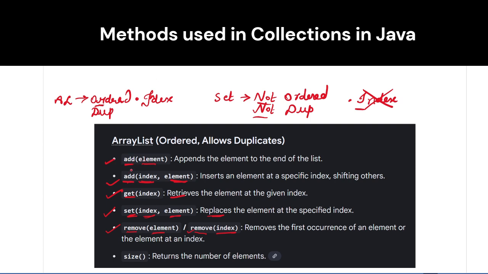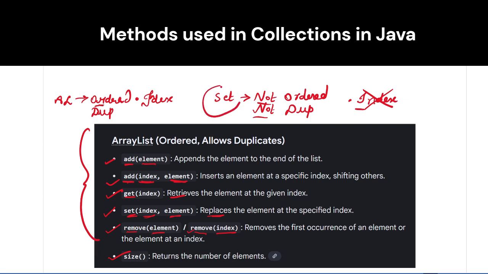So adding the element at the particular index, getting, like retrieving the element at a given index, setting is replacing the element at the specific index, removing removes the first occurrence of an element or the element at an index, and finally size returns the number of elements in the ArrayList. So this is all about ArrayList.